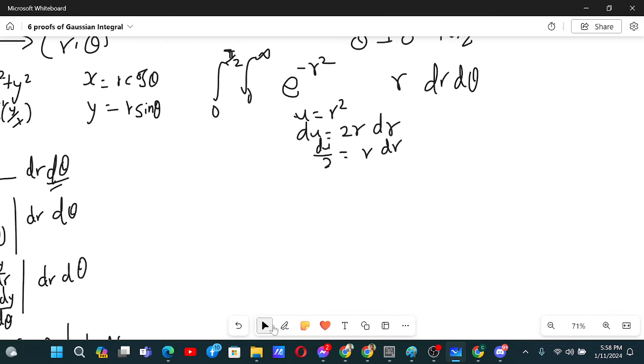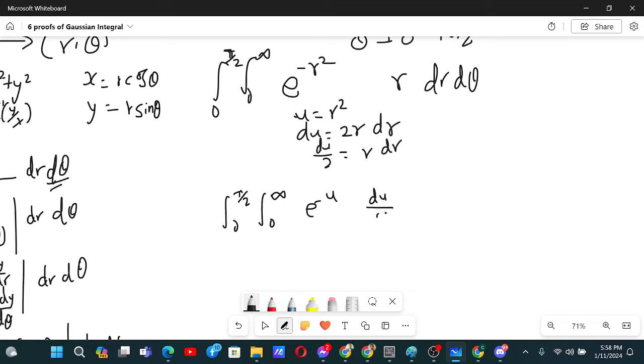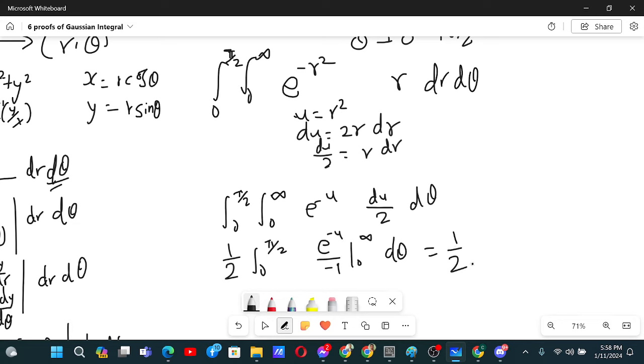Now after this we will have integral from 0 to pi by 2, and r square will go from 0 to infinity, and then over here we will have e to the power minus u, and then du by 2 d theta. So now 1 by 2 can be taken out, integral from 0 to pi by 2, sorry. This is e to the power minus u by minus 1 from 0 to infinity of d theta. This will be equal to 1 by 2, integral from 0 to pi by 2.